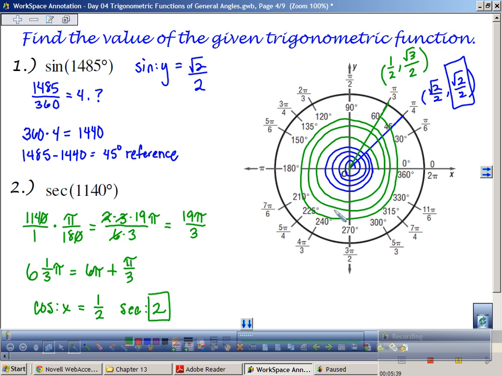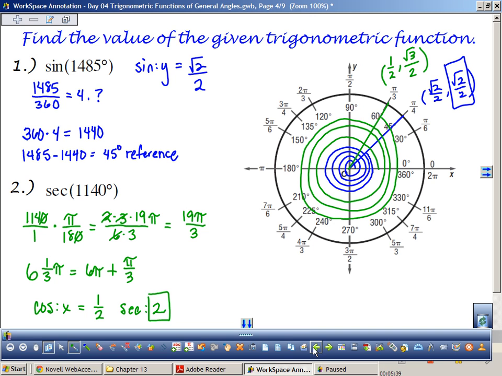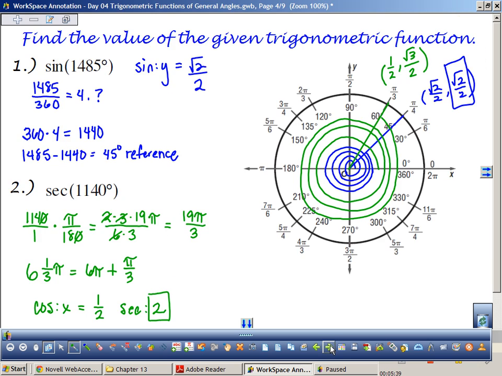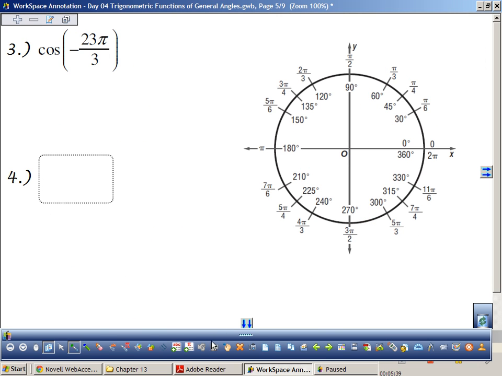If cosine is secant, then sine is cosecant. Sine is cosecant, cosine is secant, tangent is cotangent. They're all inverses of each other. Okay? Ready? Let's do it the other way.